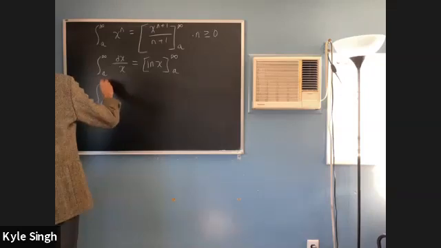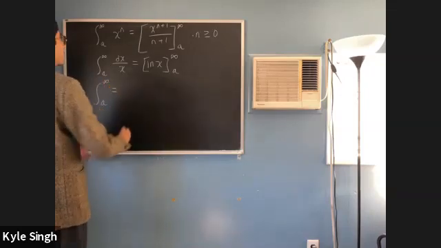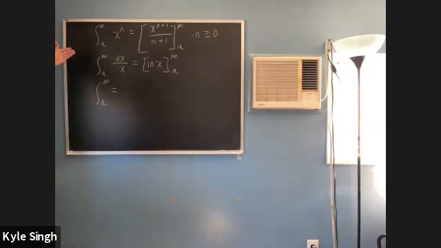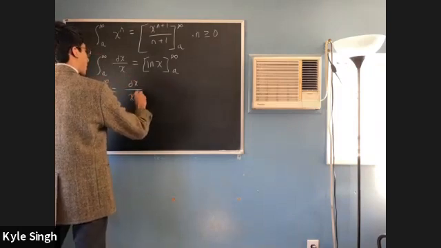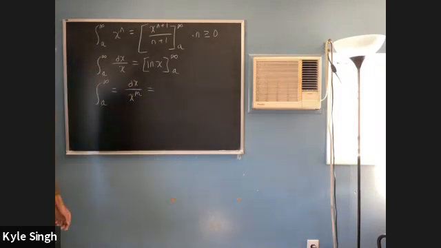Basically just flipping this top one the other way around. So you just get dx over x to the n. Okay, and you can do this quickly. And this is a convergent integral.